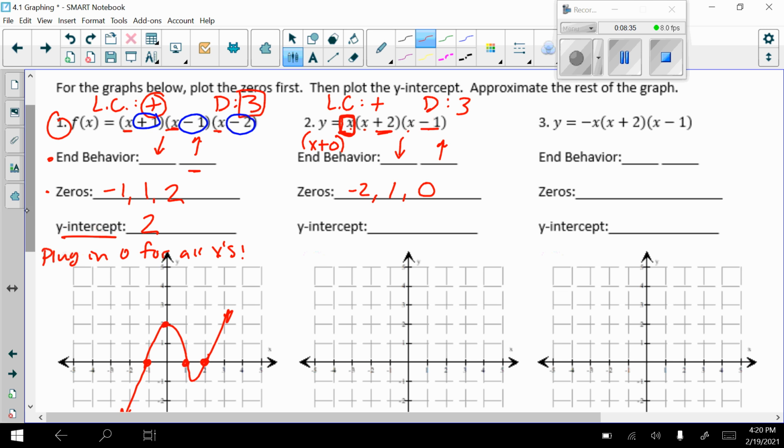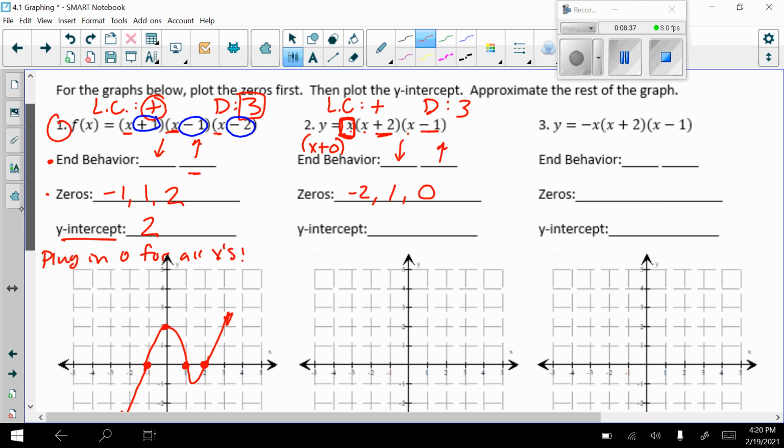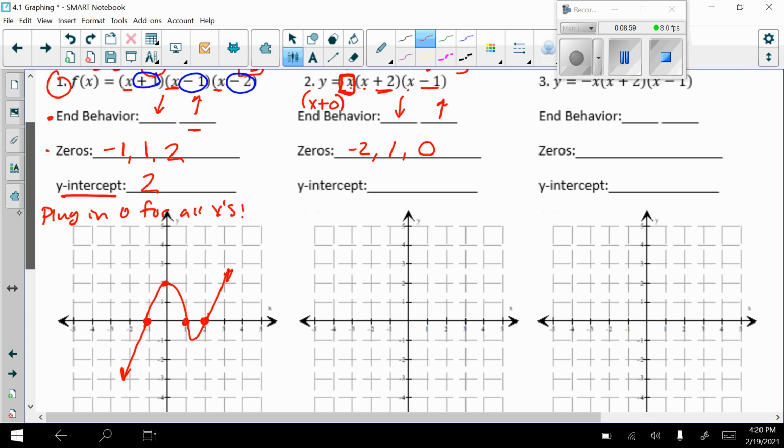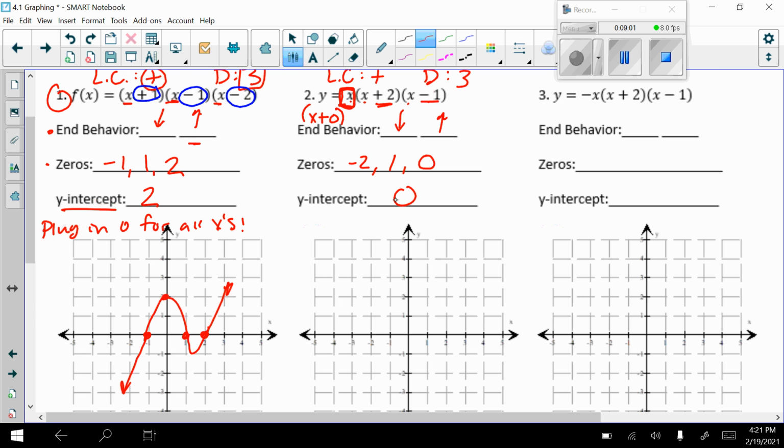And then the y-intercept, same thing. I need to plug in 0 for all my x values. So it's x, x plus 2, x minus 1. So if I plug in 0 for every one of those, it's going to be 0 times 0 plus 2 times 0 minus 1. I don't even really need to think about this too much because I'm multiplying all this stuff by 0, right? So that means my y-intercept is just going to be 0. So we go to the y-intercept.